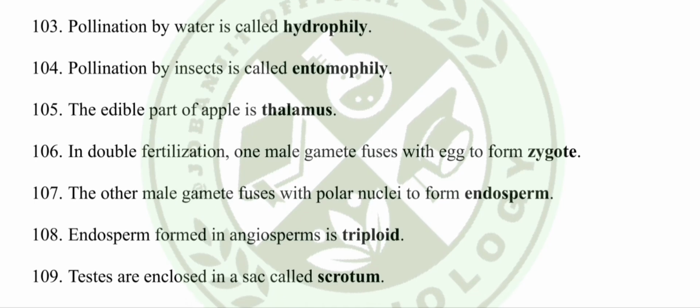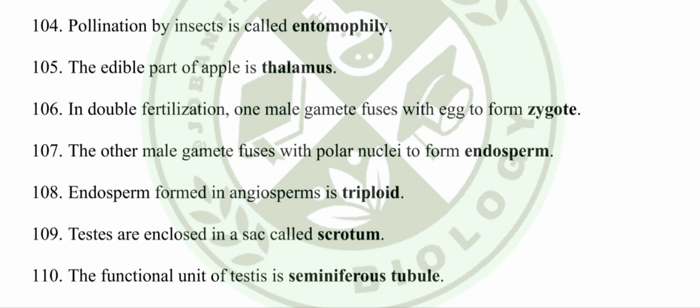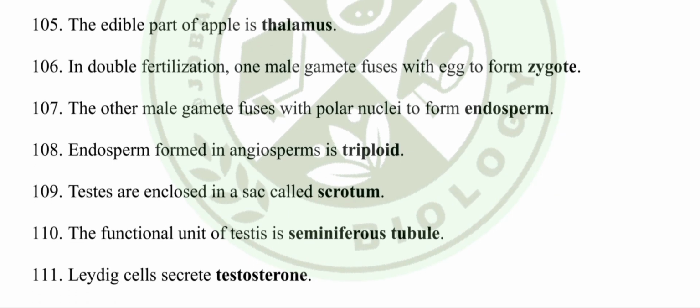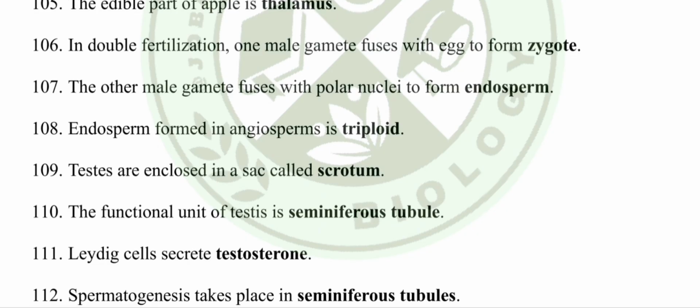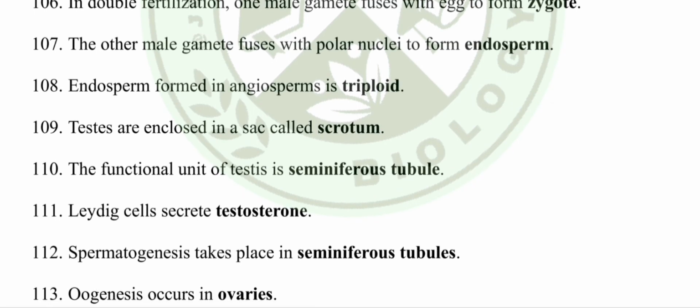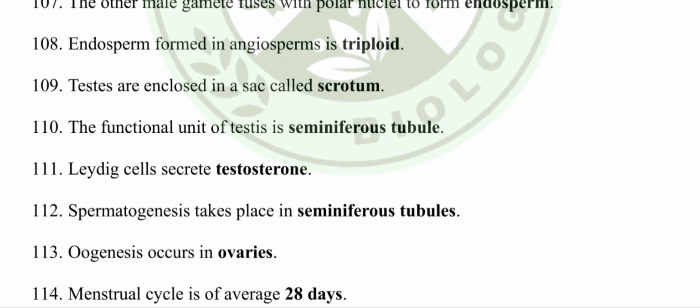106. In double fertilization, one male gamete fuses with egg to form zygote. 107. The other male gamete fuses with polar nuclei to form endosperm. 108. Endosperm formed in angiosperms is triploid. 109. Testes are enclosed in a sac called scrotum.